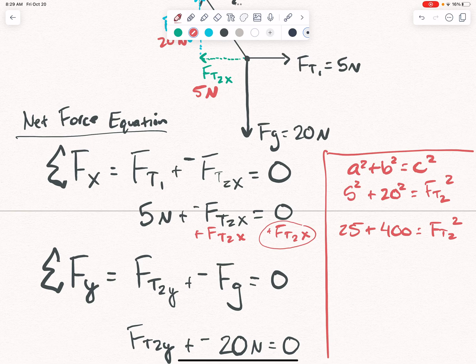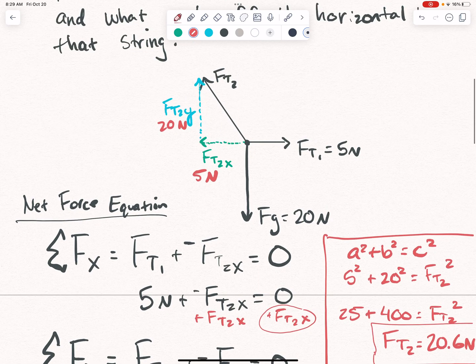you get that Ft2 equals 20.6. So that tells me how much tension is in that rope. I now know the value of this is 20.6 newtons. And now the last step is I need to find this angle. So I have 3 sides solved.